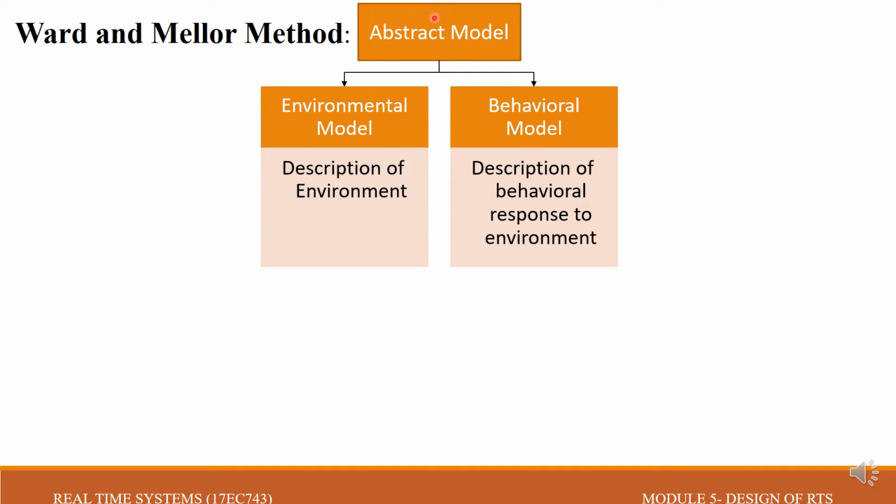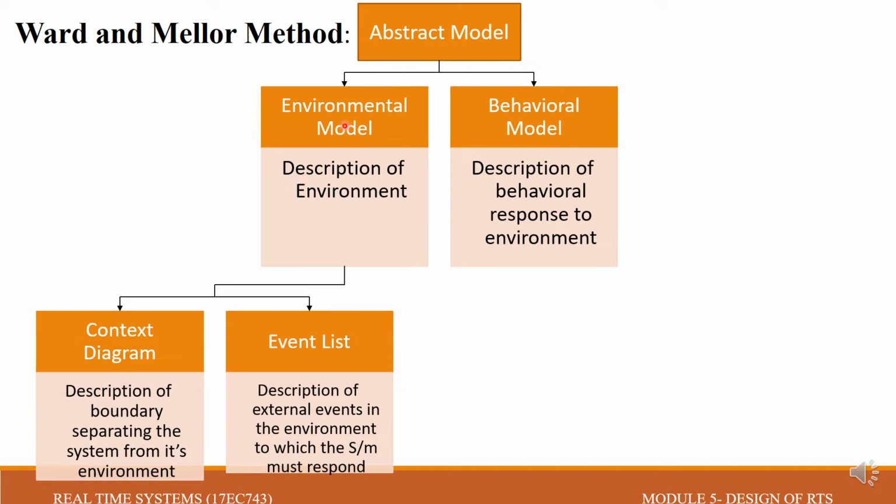where the starting point is to build, from analysis of the requirements, a software model representing the requirements in terms of abstract entities, which is then divided into two types of models, that is environmental model and behavioral model. Environmental model basically describes the relationship of the system being modeled with its environment. Behavioral model describes the internal structure of the real-time system.